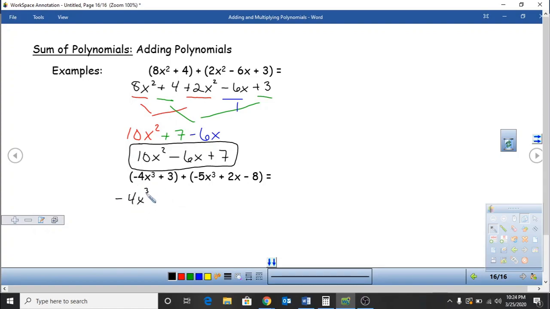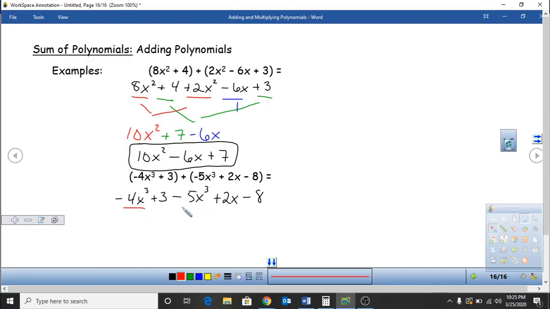So I'm going to start by separating these, right? So I'm going to just bring them down. So I have negative 4x cubed plus 3, and since there's a plus sign right here, none of this is going to change, so I'm just going to bring this down, minus 5x cubed plus 2x minus 8. All right, let's figure out what this is equal to.